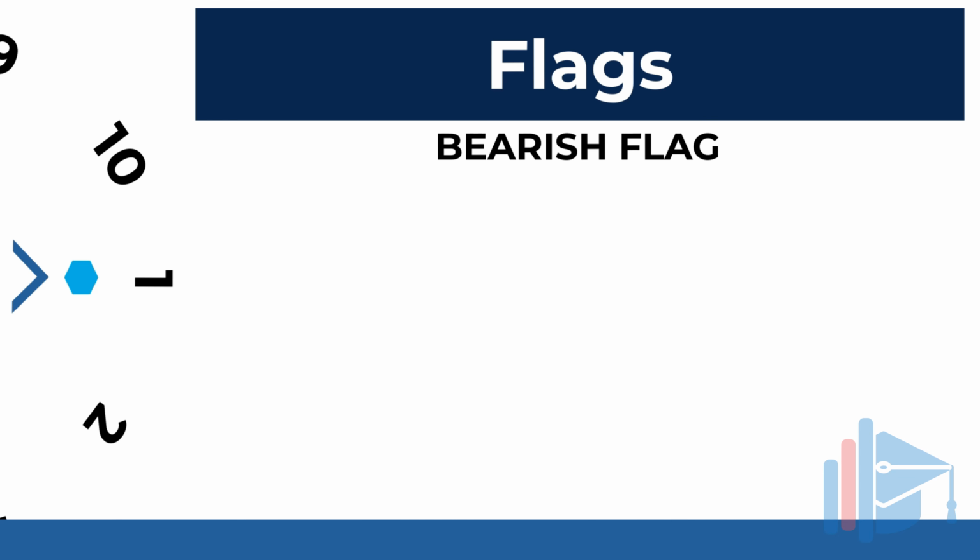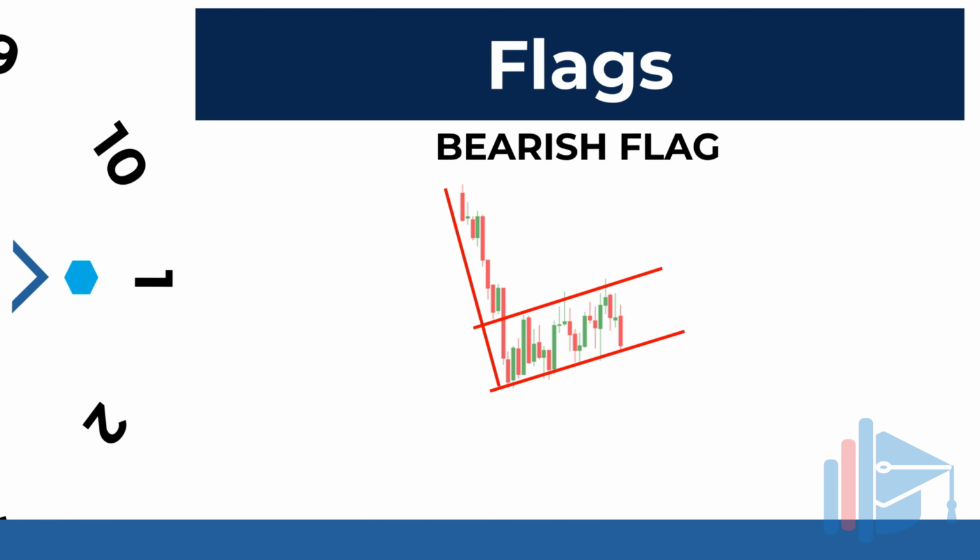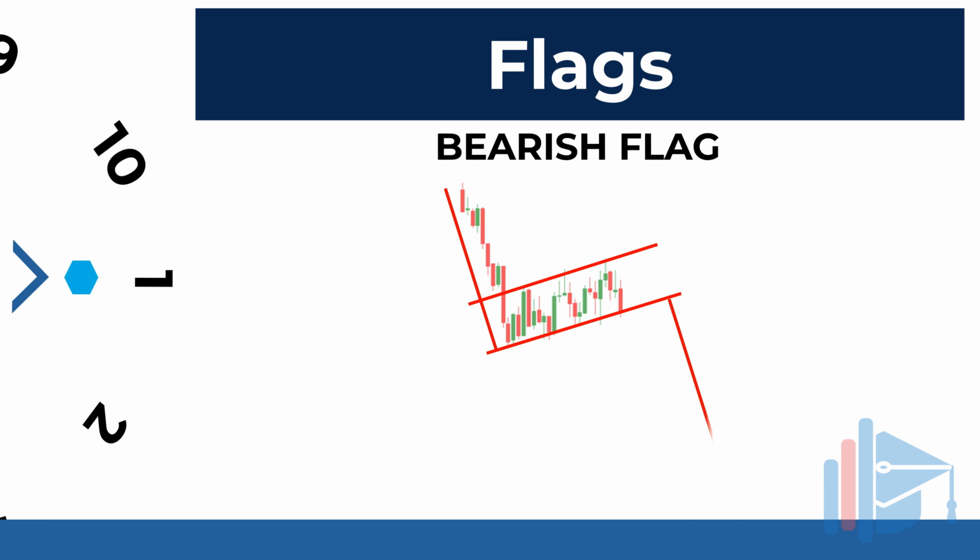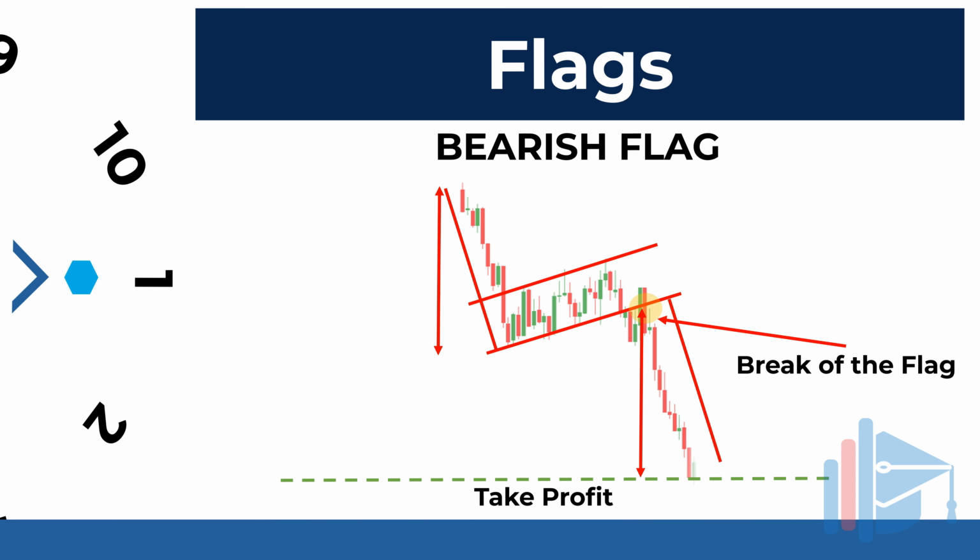Inverted flags work similarly but are identified by a sharp downward movement, followed by a consolidation with parallel support and resistance lines. The price is expected to break lower, and the target is calculated by projecting the height of the pole downward from the breakout point.